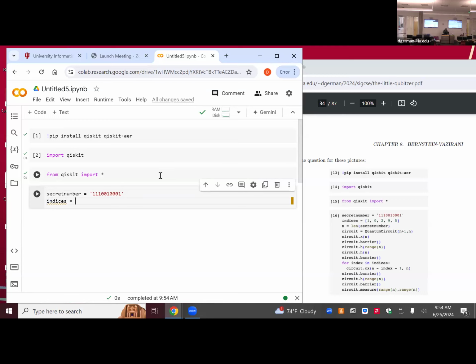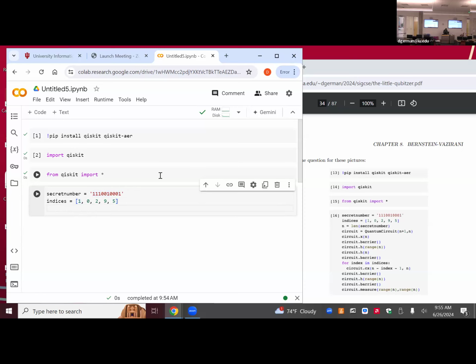So indices are going to be 1, 0, 2, 9, and 5. What this means is that 0, 1, and 2 represent these three, and then there is a 5 over here, and there is a 9 over here. So I can get this as a set, and the order of the indices doesn't matter, because once I use those indices, I get a string that is unique.